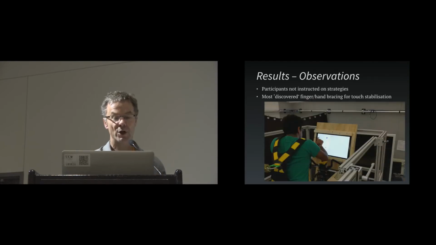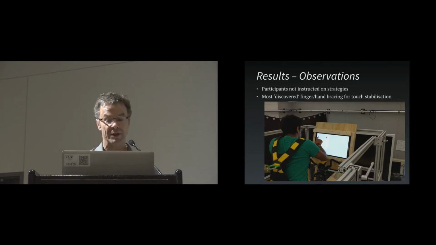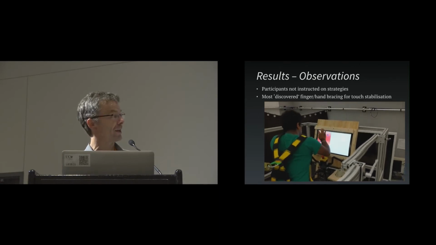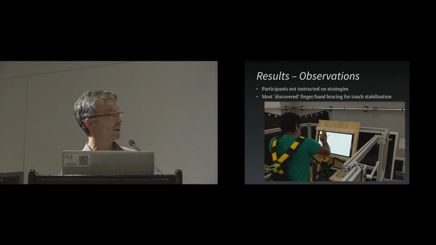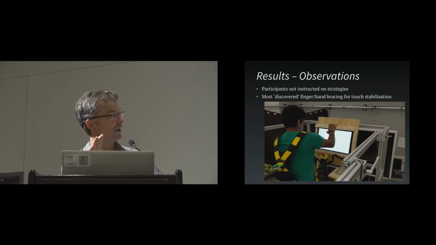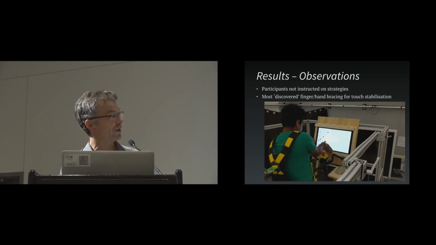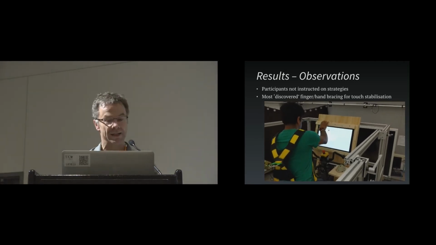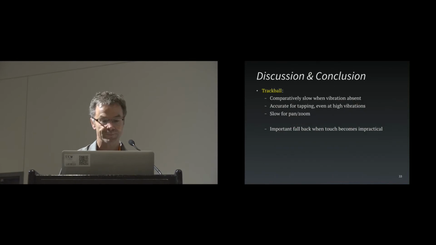Finally, we offered no instructions on how best to complete the trials in any of the tasks, yet participants quickly discovered the need to stabilize their hands and fingers, as you see in this video. Here, a participant is bracing against the side of the display to stabilize their fingers, and then, as you'll see next, even going to a very awkward pose in order to gain stabilization.